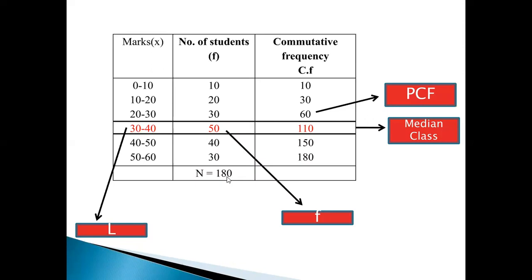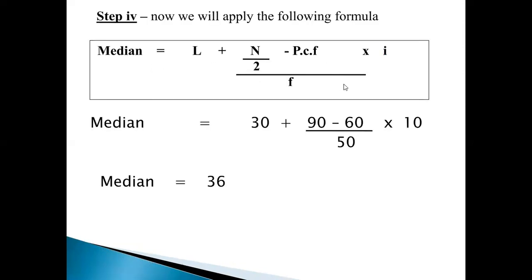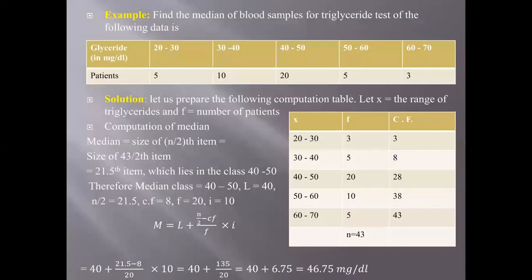So 180 divided by 2. By putting this in, we'll be getting 30 plus (90 minus 60) divided by 50 into 10. By simplifying this, we'll be getting the median as 36. So this is how you have to calculate the median.